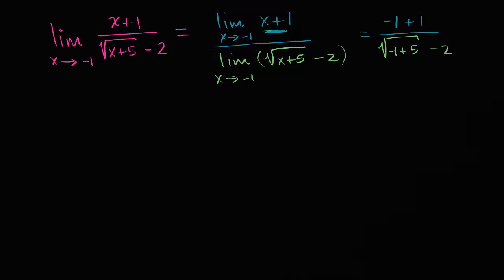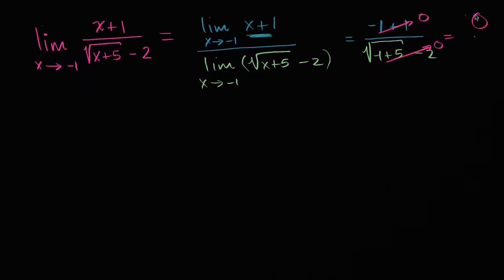Now what does this evaluate to? Well, in the numerator we get a 0, and in the denominator, negative 1 plus 5 is 4. Take the principal root as 2 minus 2. We get 0 again. So we got 0 over 0. Now when you see that, you might be tempted to give up. You say, oh, look, there's a 0 in the denominator. Maybe this limit doesn't exist. Maybe I'm done here. What do I do?